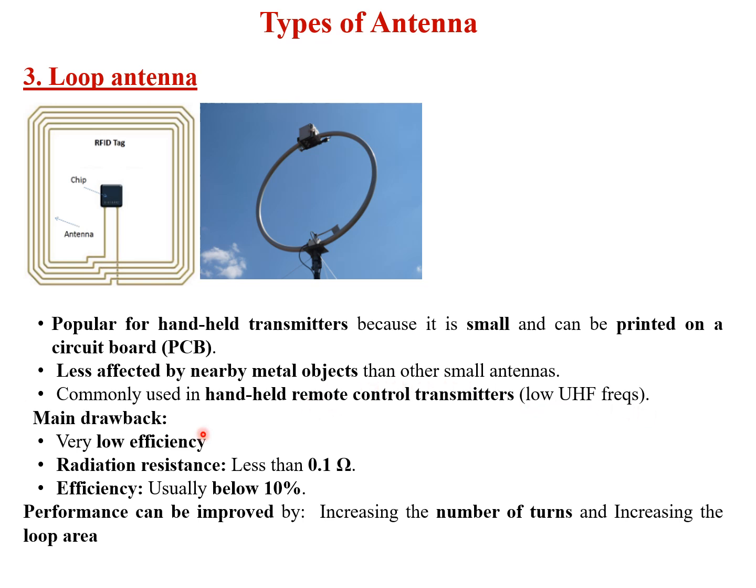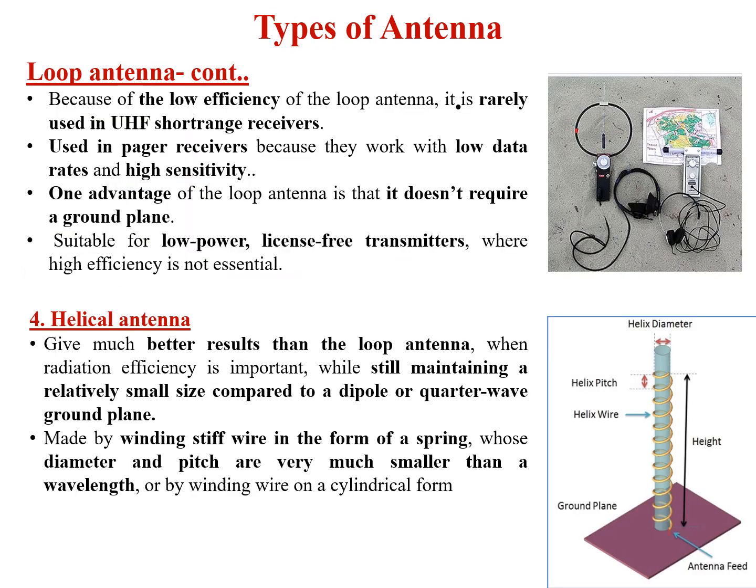The main drawback of loop antennas is very low efficiency. The radiation resistance is very low, less than 0.1 ohm, and the efficiency is below 10%. The performance can be improved by increasing the number of turns and increasing the loop area.